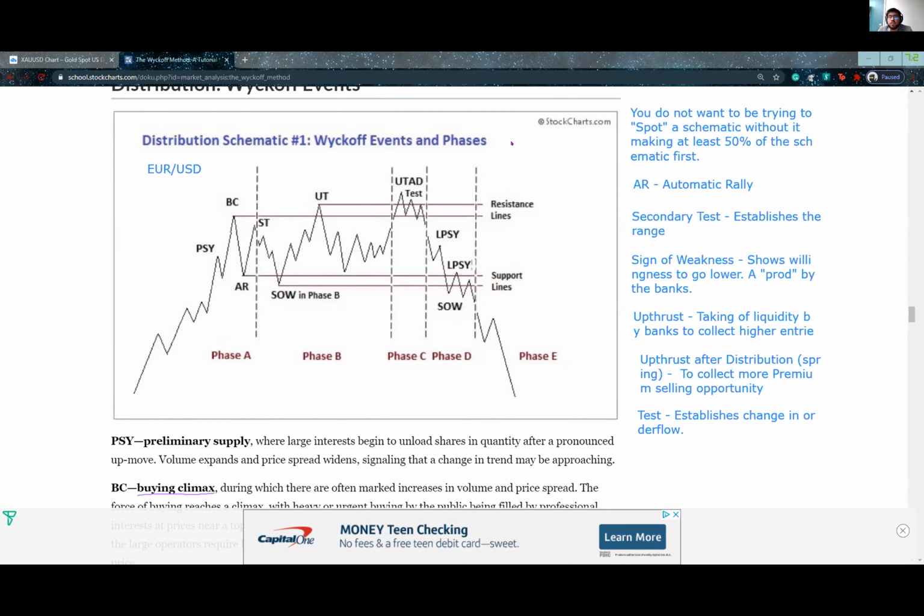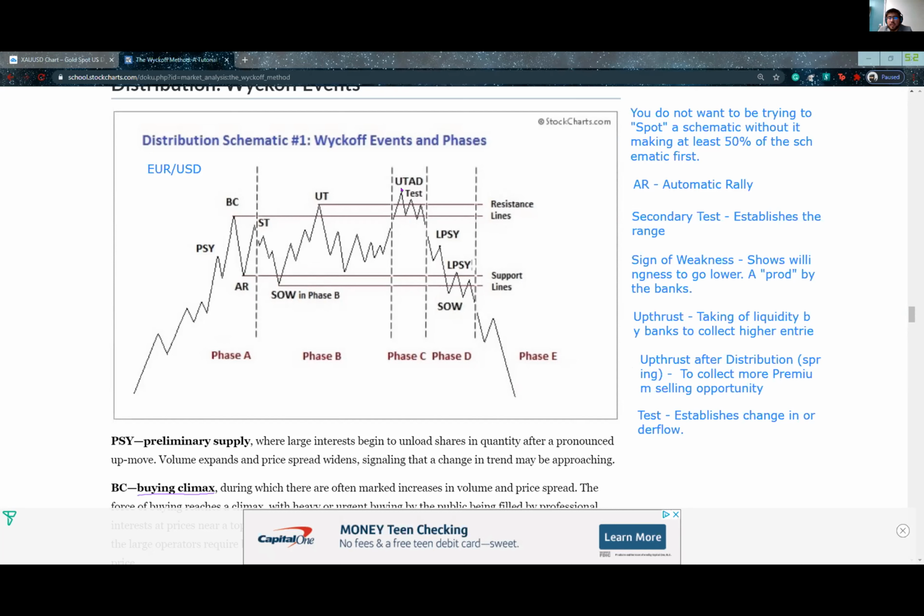Is the test our entry? The test is not the entry at the moment. The test can be your entry if you feel like you want to catch it, but what I suggest being the entry would be the last point of supply, which is our next phase. So the test is to establish the change in order flow. Now, what is the change in order flow?